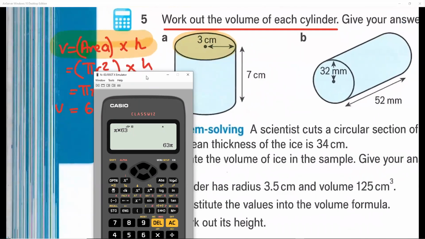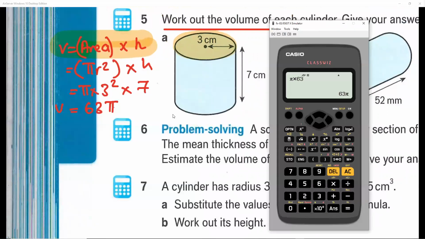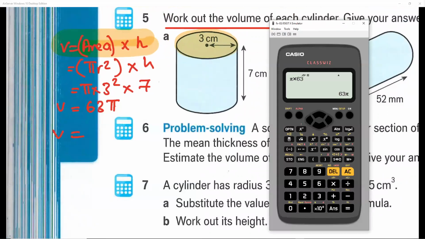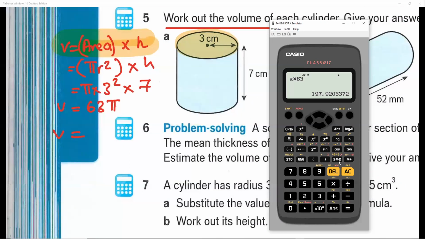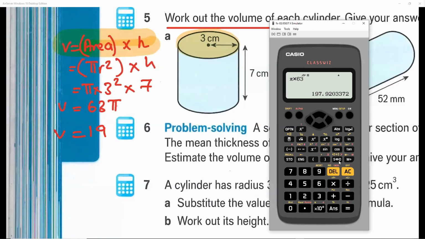So okay, back to you, Naya. How do I get my 1 dp answer out of my pure answer? What do I do? You press the SD button. Okay, lovely. That gives me 197.920 and so on. So what is it to 1 dp? 197.9. And what's the units for the volume? Centimeters cubed.